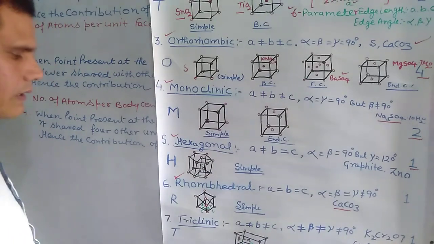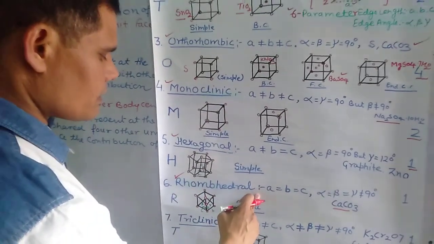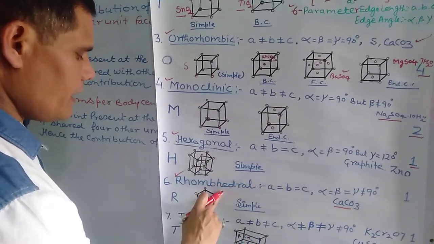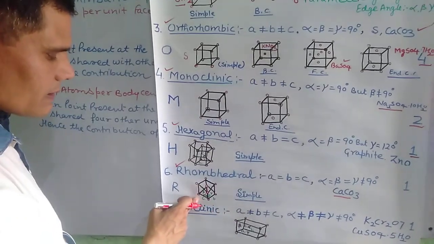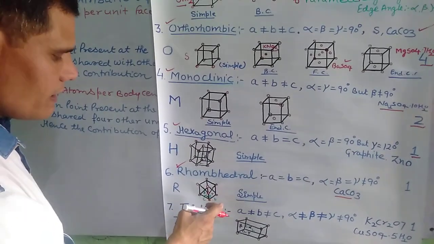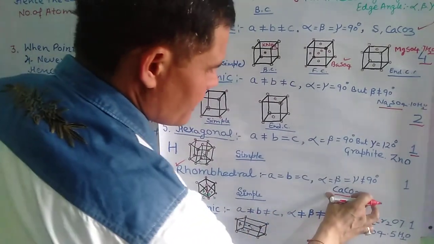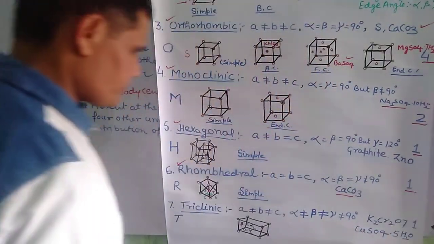It is only the simple type of rhombohedral structure, meaning the particles are present only at the corners. The axial angles and axial lengths are given in the structure of rhombohedral. The example is calcium carbonate, and it is also one type.